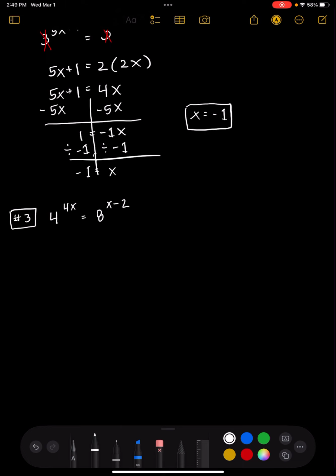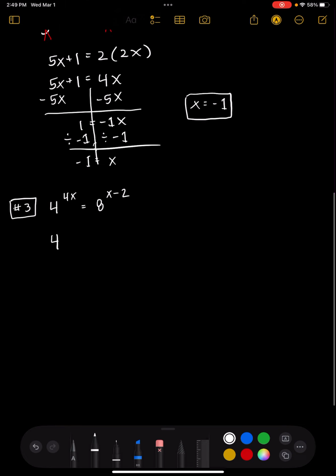It's not 8. So when that happens, we're actually going to change both of these base numbers. We're going to change them to be powers of 2. So I know that 4 is the same thing as 2 squared. And I also know that 8 is the same thing as 2 cubed. So now I can replace the 4 in my original equation with 2 squared, and I can replace the 8 in the original equation with 2 cubed.